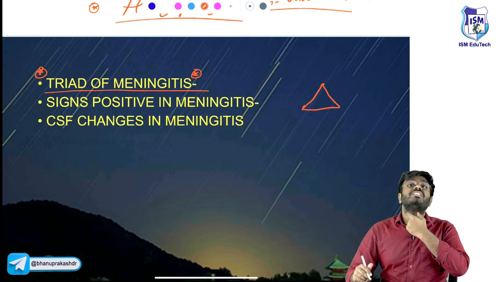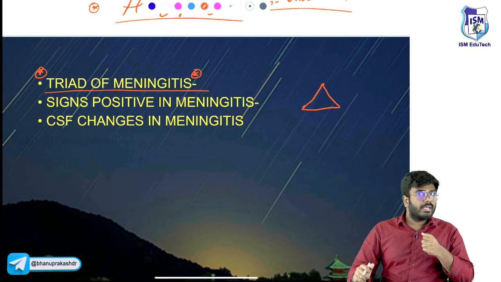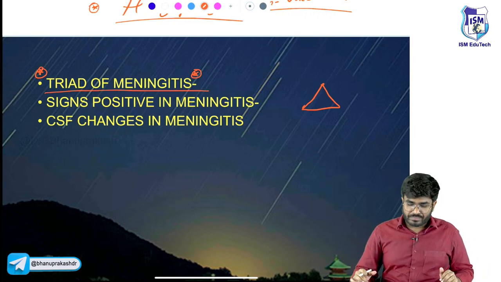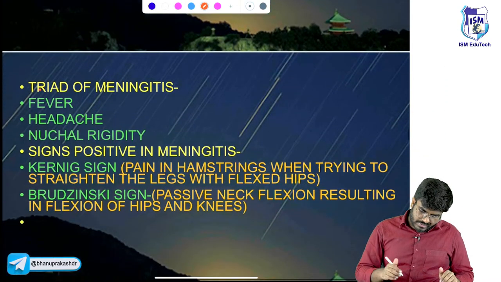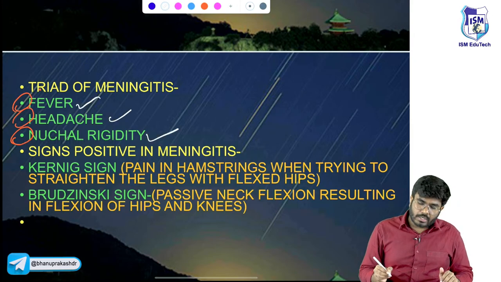Because of the inflammation in the meninges, he cannot easily move his head, because whenever he moves his head, the meninges are also going to be stretched. That causes severe headache, severe pain. So the three symptoms seen are fever, headache, and nuchal rigidity.